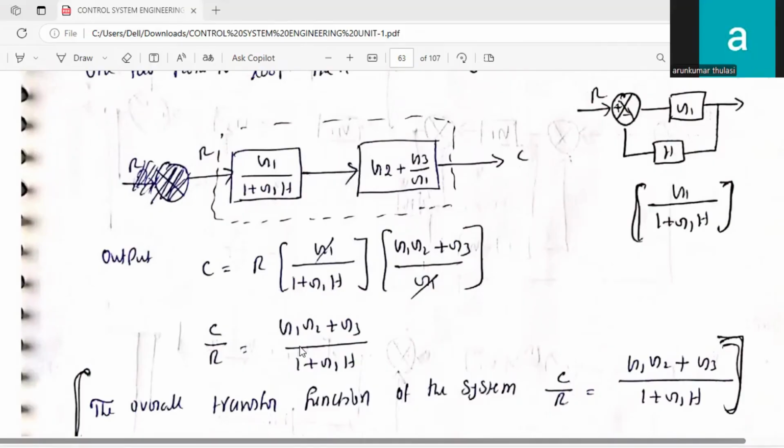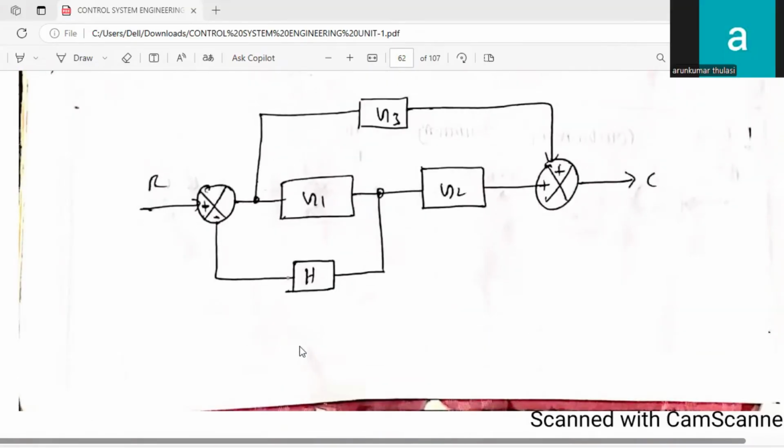So we have two paths. One is from input through G1, G2 to output. The other path is from input through G3 to output. So here, one path is input flowing through G1, G2 and output, and the second path is input going through G3 to output. So we have two paths, right?